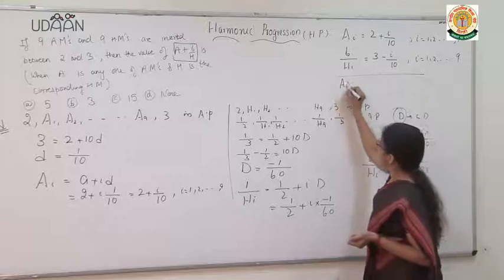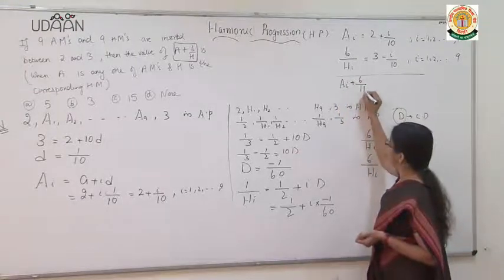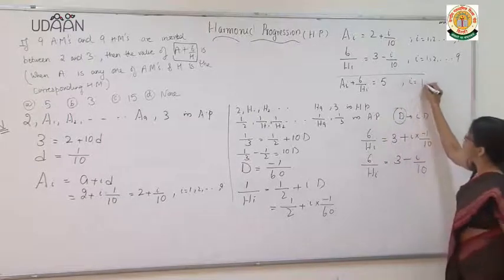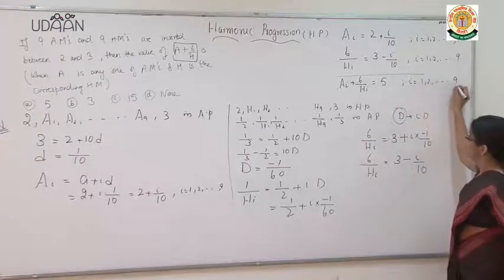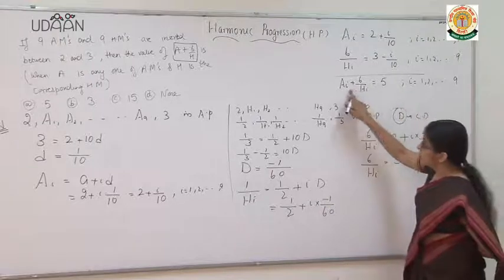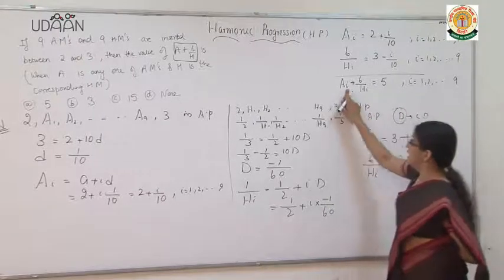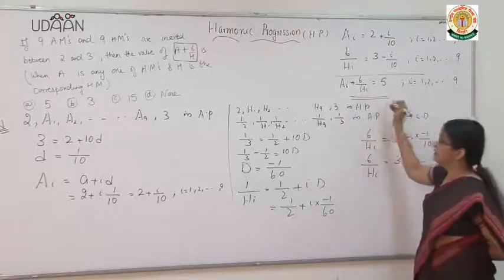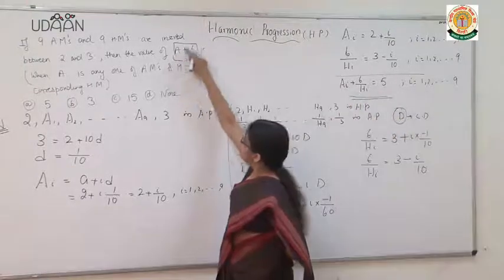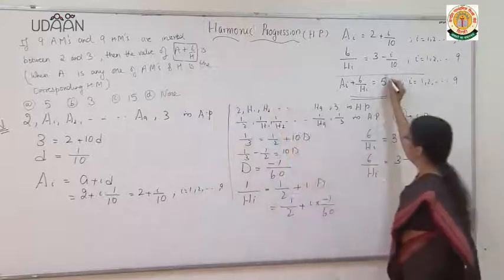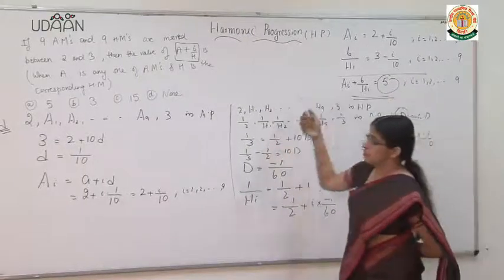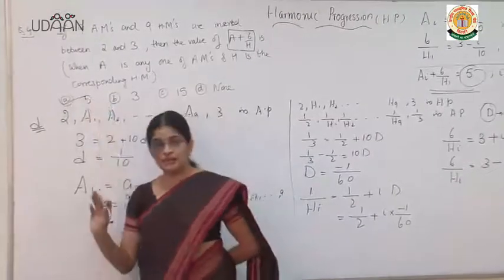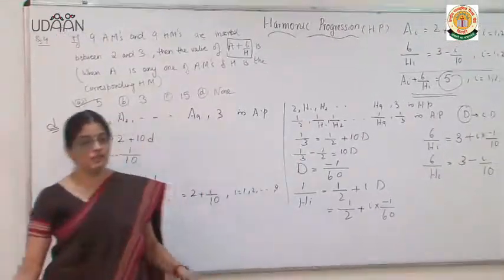We get AI plus 6 by HI equals 5, where I equals 1, 2, 3, etc. up to 9. When you put I equal to 1, you will get A1 plus 6 by H1, etc. So we have proved a general result. That means the value of A plus 6 by H is given by 5. Check which option is correct. Option A. I hope it is clear. Shall we proceed to the next one?